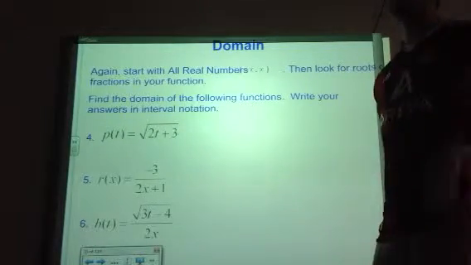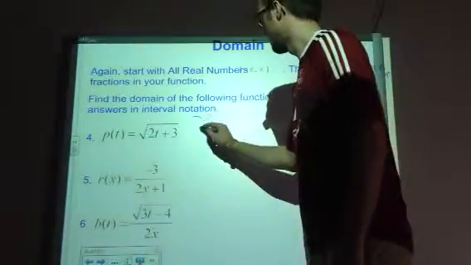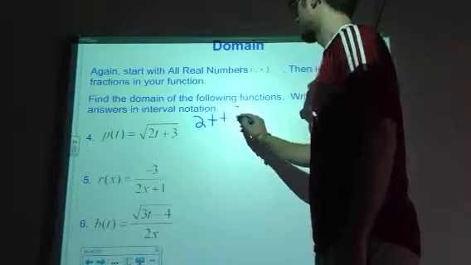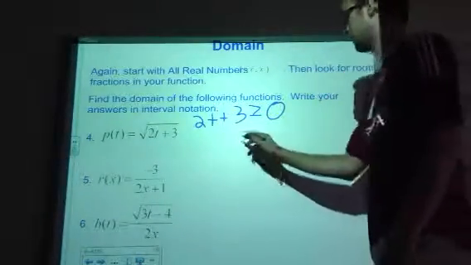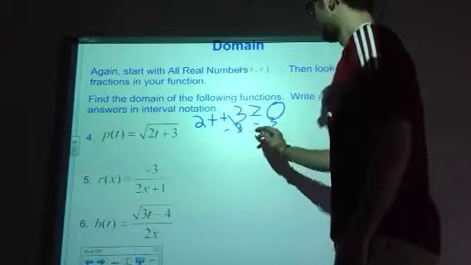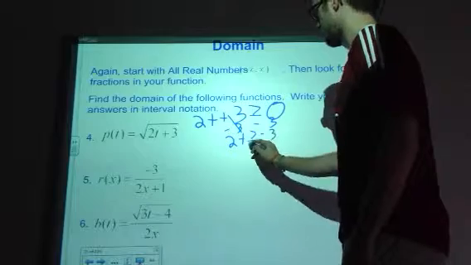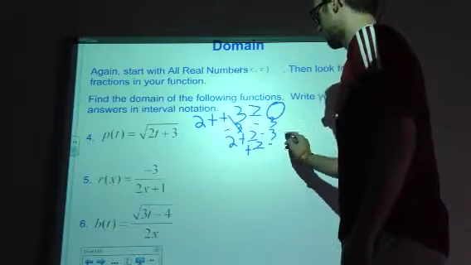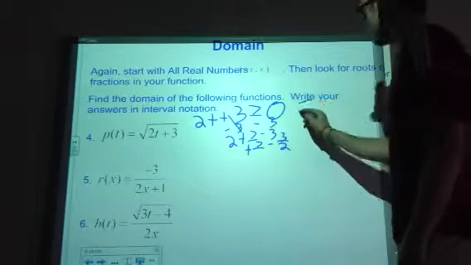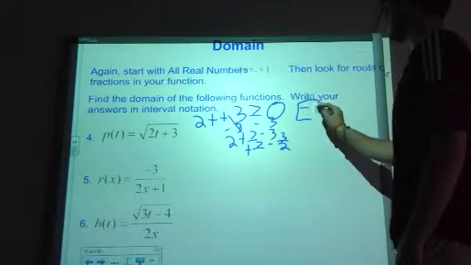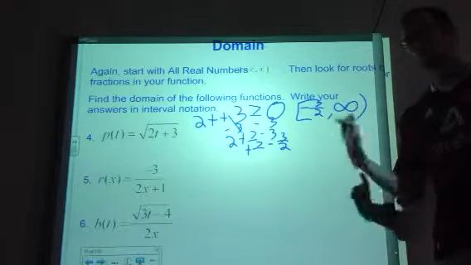Alright, so for number 4 here, what restrictions does it have? Well, it has a square root. So, we only want everything when what's under the square root is greater than or equal to 0. We can't have a negative under there. Subtract 3 on both sides, so 2t is greater than or equal to negative 3. Divide by 2, t is greater than or equal to negative 3 halves. Write that as interval notation. It's a greater than or equal to, so we want to include negative 3 halves, and we want everything bigger than it. We want everything up to infinity.